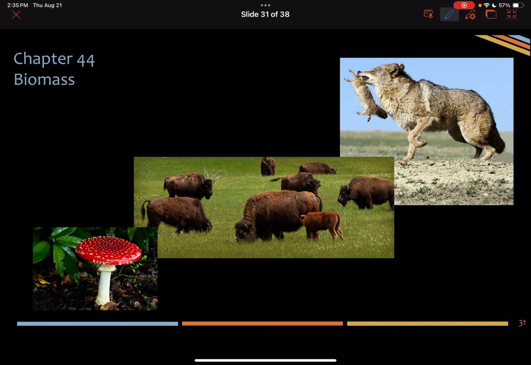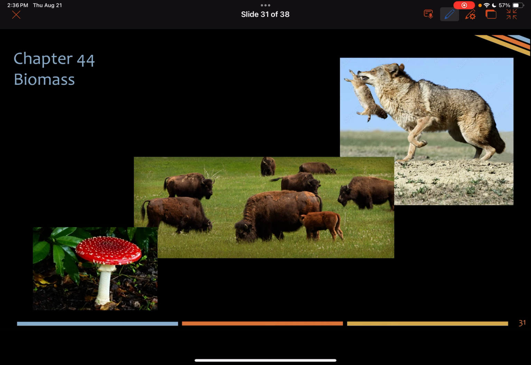Our last section in chapter 44 is all about biomass. And to be honest, I'm going to go relatively quickly through some of these slides because we're not going to go into a ton of detail. When we start getting into biomass calculations and productivity of an ecosystem, we can very quickly get down an ecological rabbit hole. So we're not going to spend too much time here.